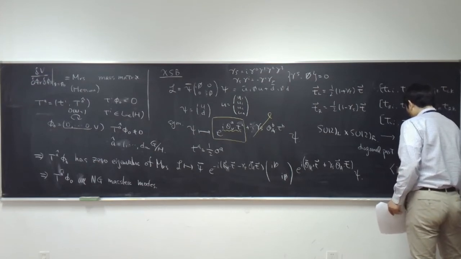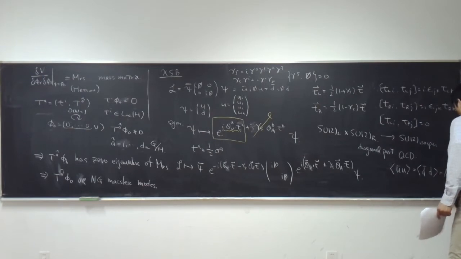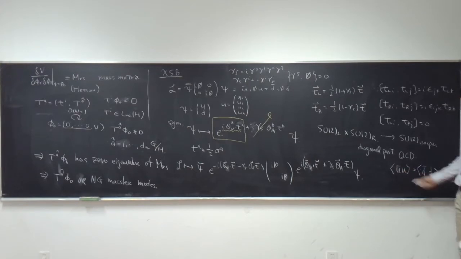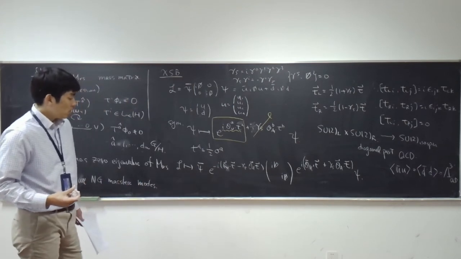u bar u in the IR is believed to condense, it's called the chiral condensate. So the expectation value of u bar u and d bar d has the QCD scale Lambda_QCD. Because of dimensional reasons, each field has mass dimension 3/2, therefore this bilinear has mass dimension 3. Therefore, in the IR in QCD, this bilinear has an expectation value of order Lambda_QCD cubed. And as I mentioned, this bilinear pair is not invariant under the chiral symmetry, gamma 5.